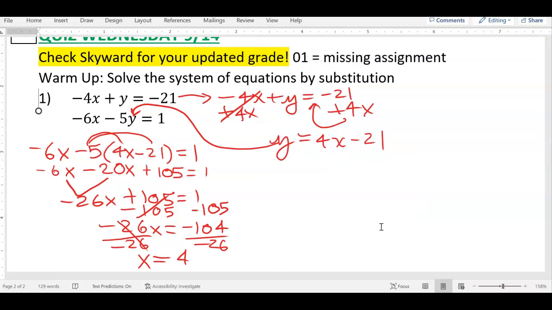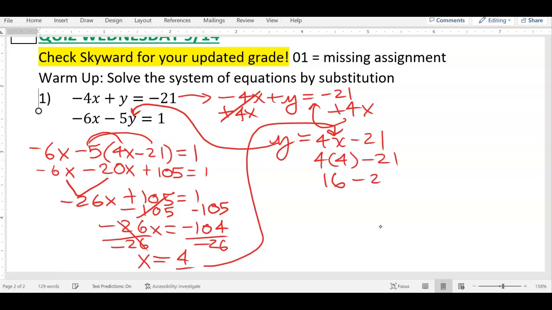Now I know these are a lot of work. We did all that work to get x, and are we done? We feel like it, and we did succeed in something, but we need to get y. So, you can plug that 4 into any equation. You can use the first equation, the second equation, or even the one that I solved for y off to the right. And I'm going to pick that one just because it'll be a little easier. So over here, I'm going to replace that x with parentheses 4, because that's what x equals. So 4 times 4. What's 4 times 4? 16. Yeah, 16 minus 21.